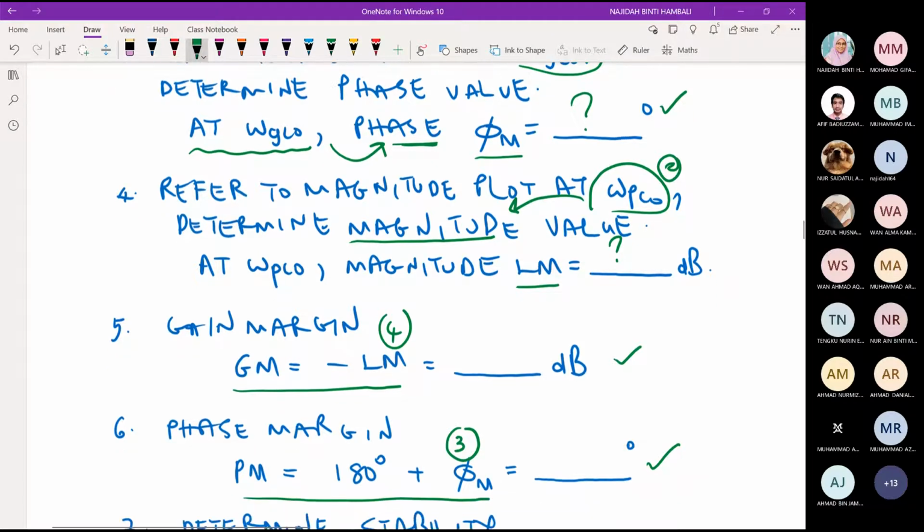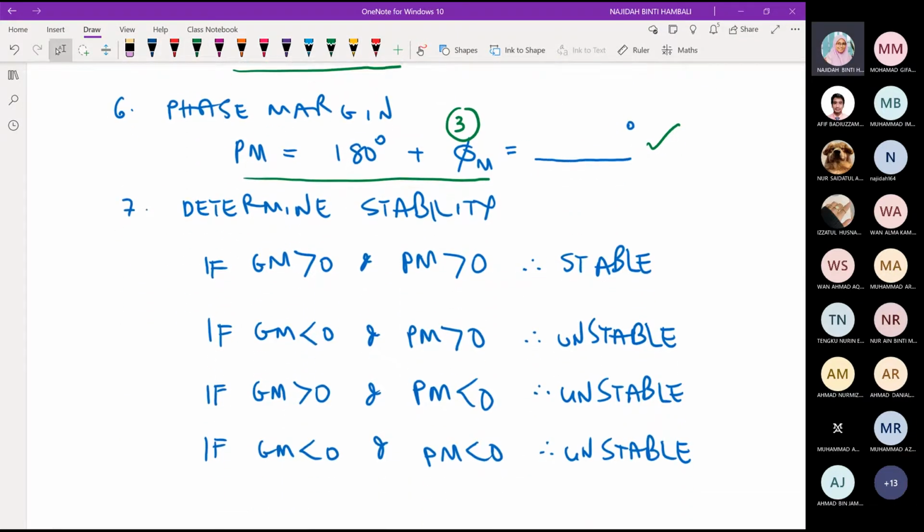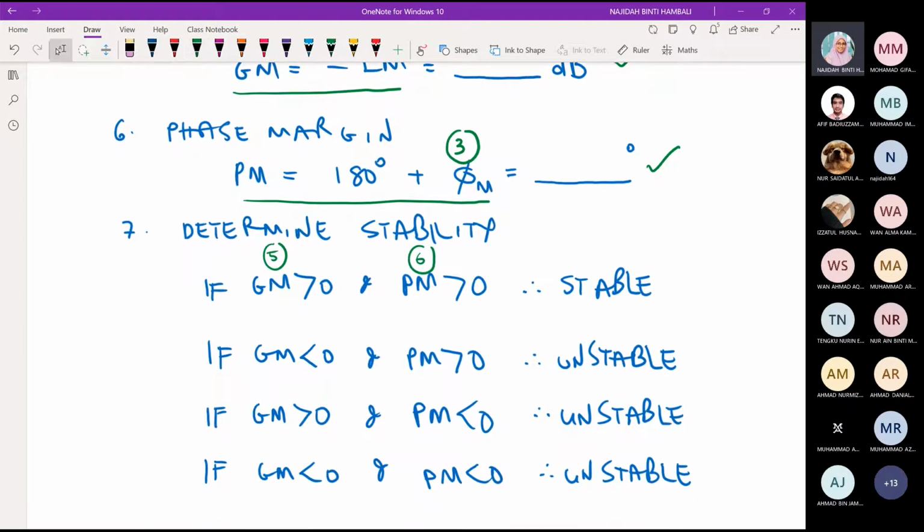And the final step, step number 7, you can determine the stability based on step number 5 and step number 6. The system is only stable if both gain margin larger than 0 and phase margin larger than 0. Both gain margin and phase margin larger than 0, the system is stable. Other than that, the system is unstable if only one, either phase or gain margin, lesser than 0.